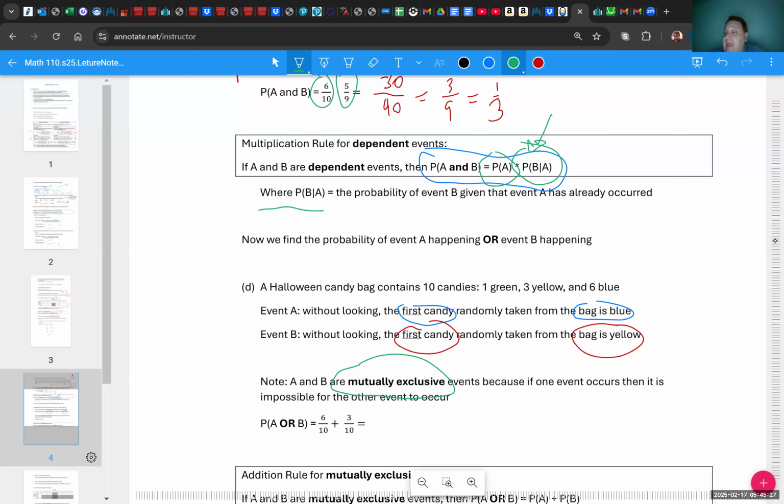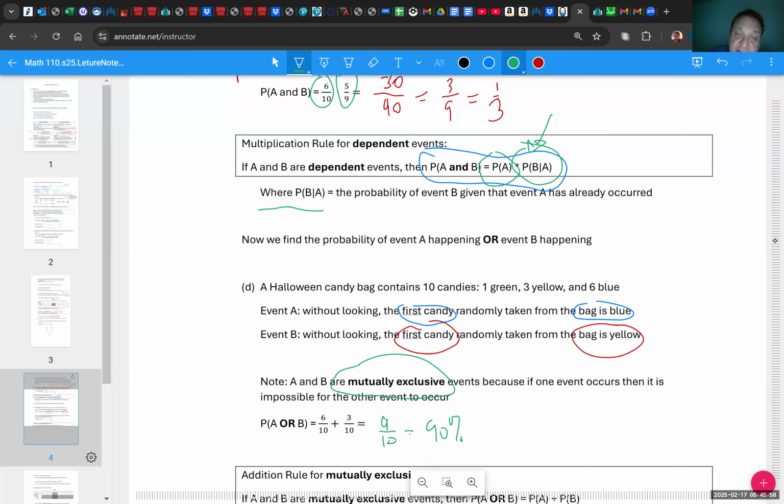And so we can just add these up. The probability that the first candy is blue is 6 out of 10. The probability the first candy is yellow is 3 out of 10. Remember, there's 3 yellow out of 10, right? We haven't taken anything out, so there's still 10 candies. So it's either 6 out of 10 or 3 out of 10 for it being blue or being yellow. We can literally just add those two probabilities up, and we get 9 out of 10, which is 90%.